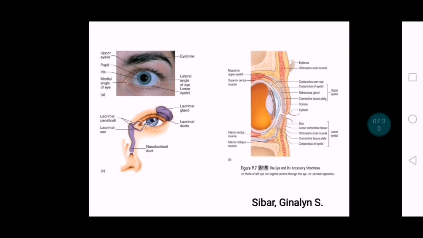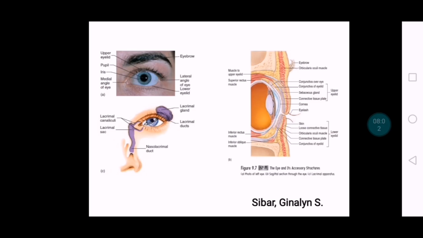Nasolacrimal duct. Tear ducts are another name for the nasolacrimal ducts. They form at the corner of your eye nearest your nose. They run underneath the skin and connect to your facial bones and nose. The lacrimal lake is the pool of tears in the lower conjunctival sac, which drains into the opening of the tear drainage system, the punctum lacrimale.